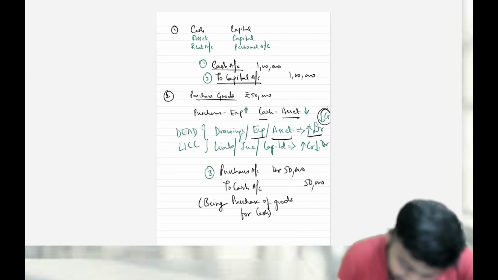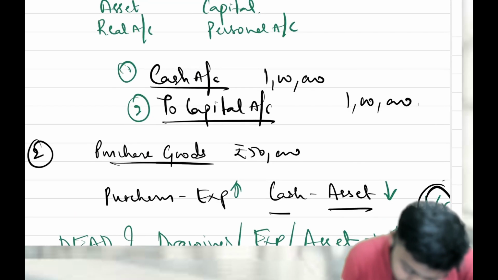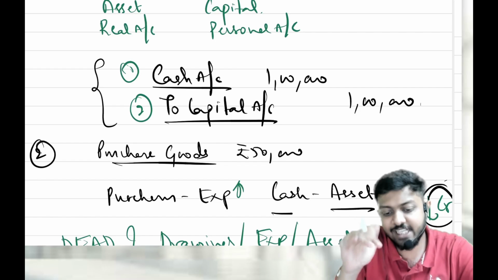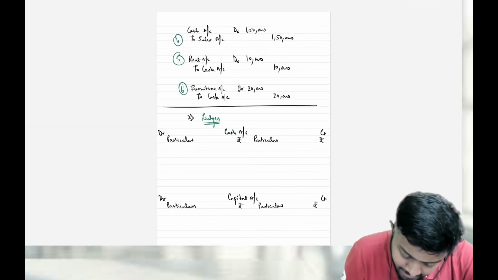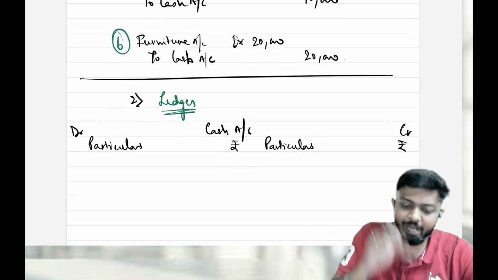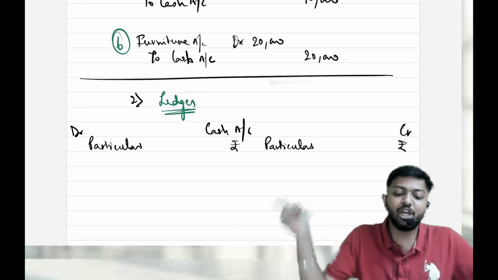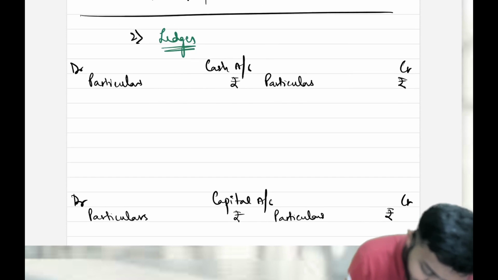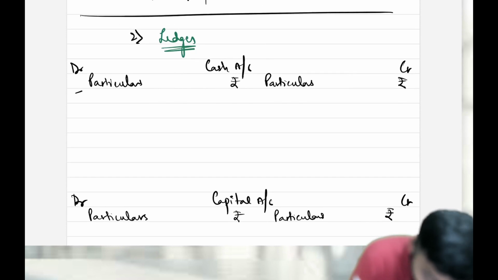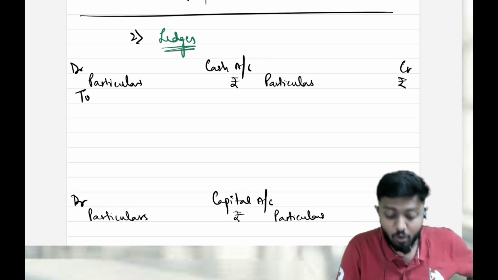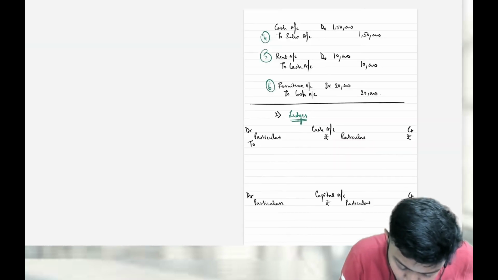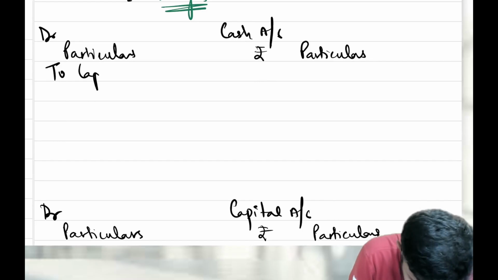So what will I do? Cash is an asset. This is the journal entry I'm posting. Now in this journal entry, cash is debited. So in the ledger of cash account also, it should come in debit side. In journal entry, if that particular account is debited, then in ledger also it should come in debit side only. So cash should come in debit as what? As to the opposite account. What is the opposite account? The opposite account is capital. So to capital.